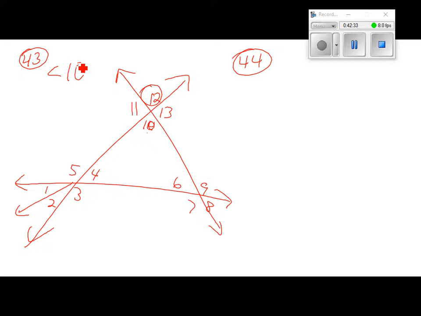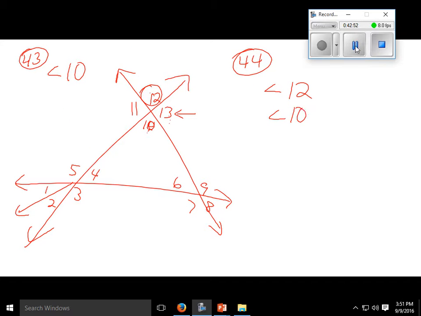44 says, identify the linear pairs that include angle 13. Angle 13 is right here. We want all the other angles that are a linear pair with angle 13. Well, 12 and 13 make a line together. 13 and 10 make a line together. And those are your two answers, angle 12 and angle 10.